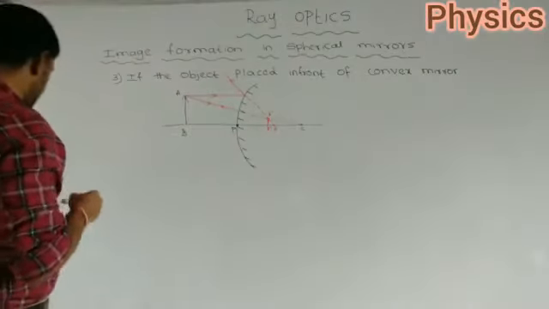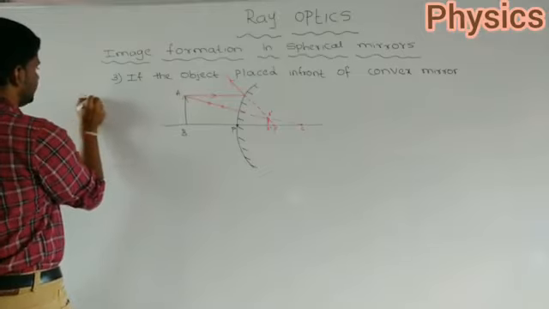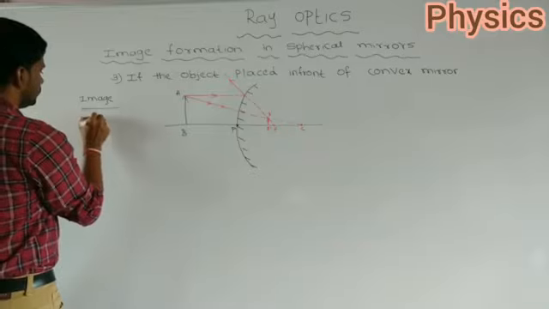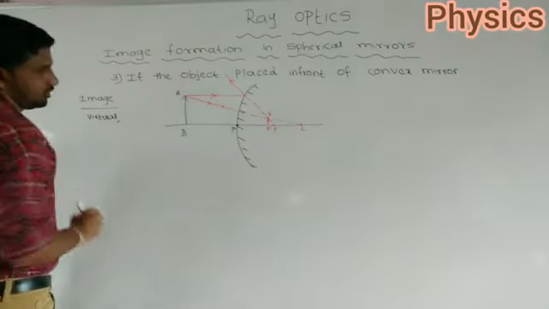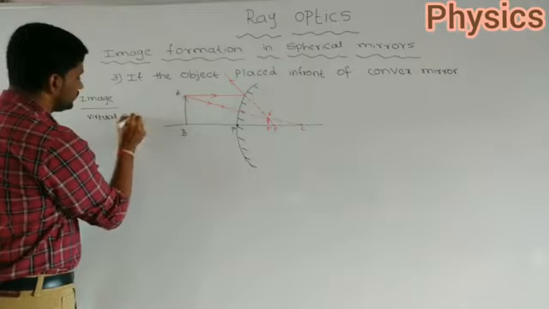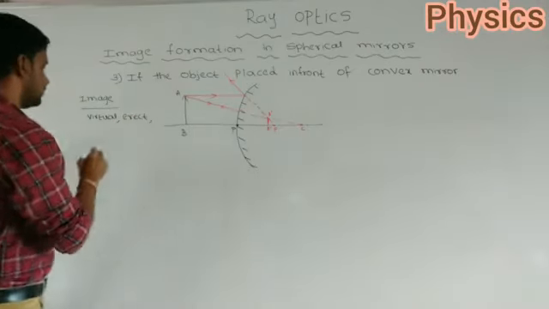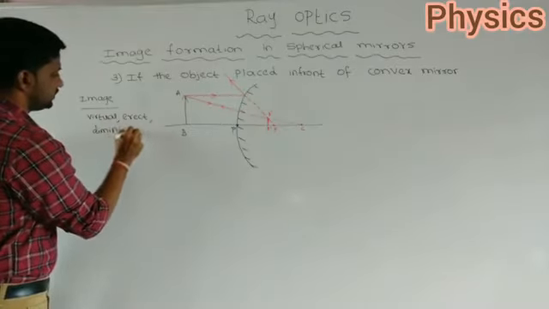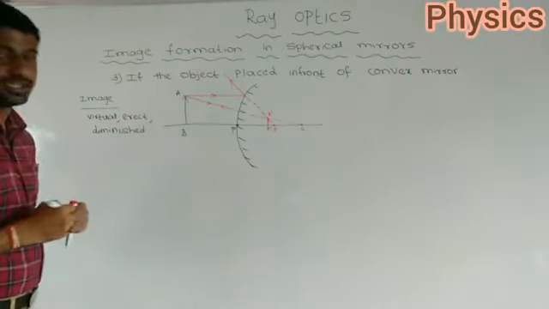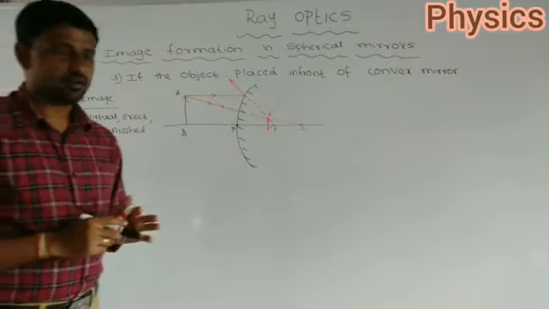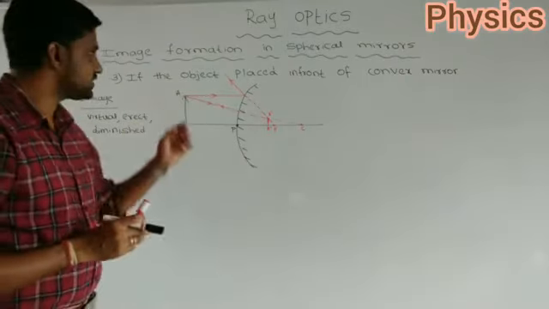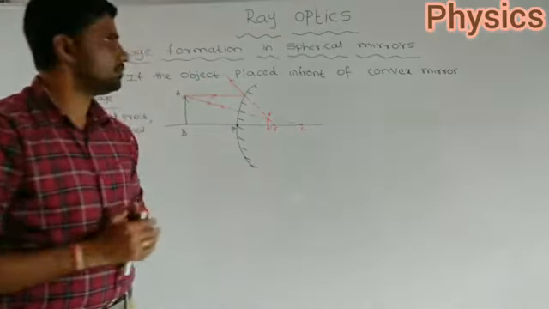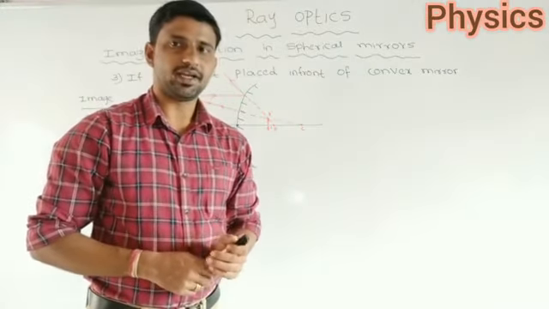So I can get the image as, first one, virtual, and erect, and diminished. That means the size is diminished. It is called a diminished image I am getting here, when the condition is that I place an object in front of the convex mirror. This is about the image formation in the case of spherical mirrors.